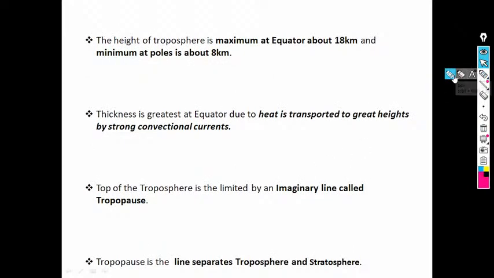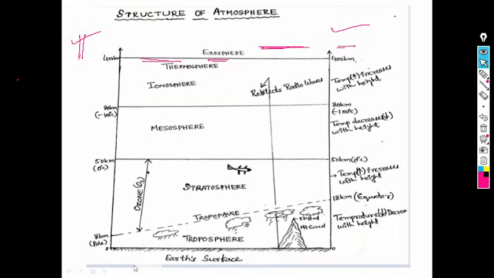The height of the troposphere is maximum at the equator, which is about 18 km, and minimum at the poles, which is about 8 km. Why is the troposphere height like so? It is 18 km at the equator, and at the poles it is 8 km.